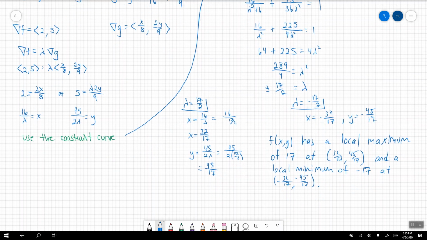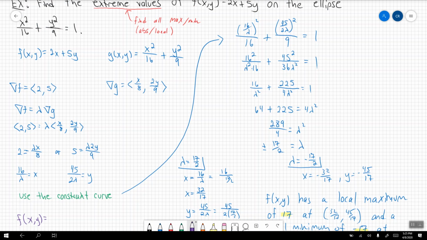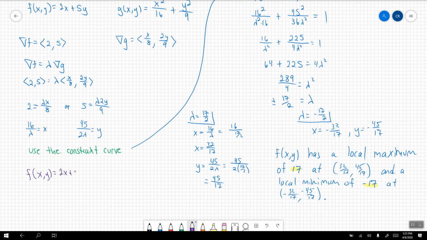There we are. Now, how did I get these values of 17? I heard somebody say, how did I get 17 and negative 17? Well, the way that we get 17 and negative 17 is if we were to insert these values into my function f of x, y. Now remember, f of x, y was 2x plus 5y. So if I make my insertion here, 32 over 17 and 45 over 17, into this function, then I would get just 17. All right, and that's where I got these two values.